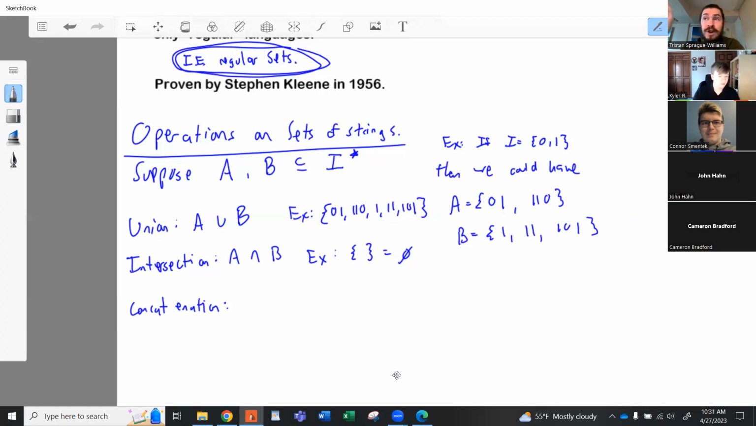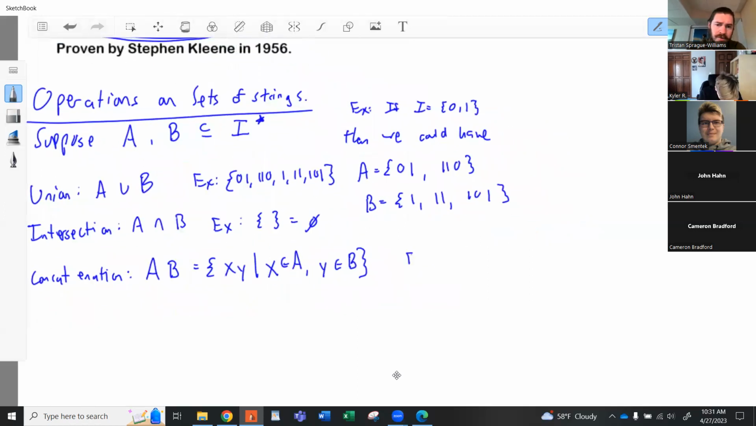Concatenation, we've defined it for individual strings, but now we're going to define concatenation for sets of strings. And concatenation is denoted like that, just straight up juxtaposed, set A, set B. And it is defined as the set of all xy, where x is a string from A and y is a string from B. Okay, so in our example over here, AB would equal a lot of things, actually.